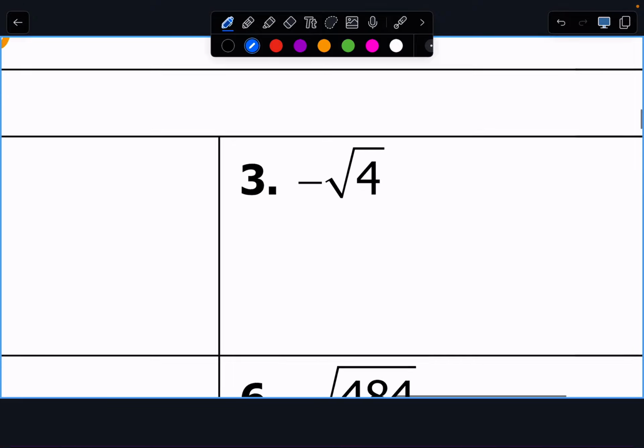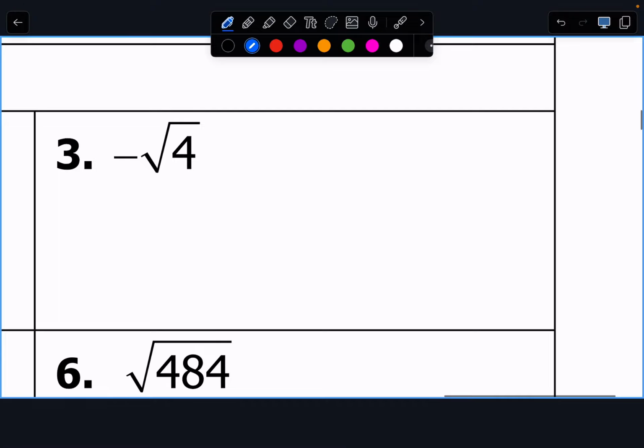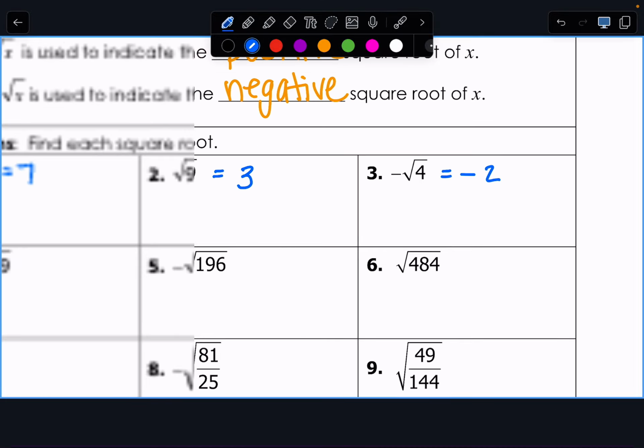Now, in number 3, notice how there's that negative out front. So we're going to keep the negative, and then the square root of 4 would be what number? 2, because 2 squared is 4.